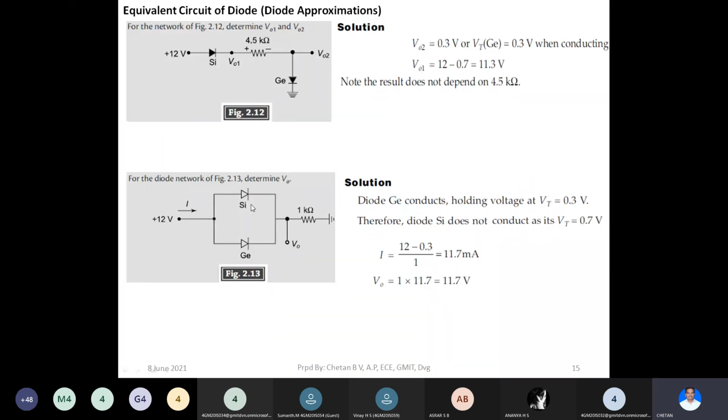Therefore, out of these two, assume that the germanium diode would conduct first. If the germanium diode conducts first, this entire current I would flow through this germanium diode, and you would receive some voltage drop across this resistance of 1 kilo ohm, because the current capital I would flow through it. Now try to find out this capital I value.